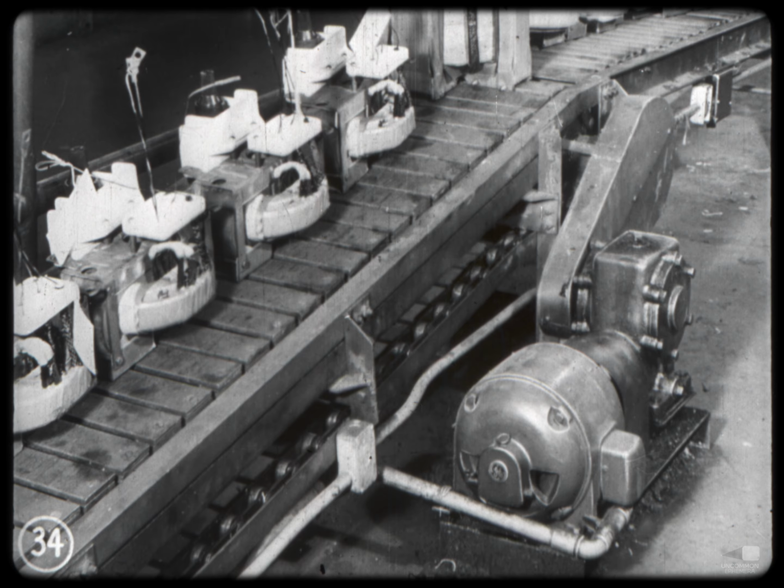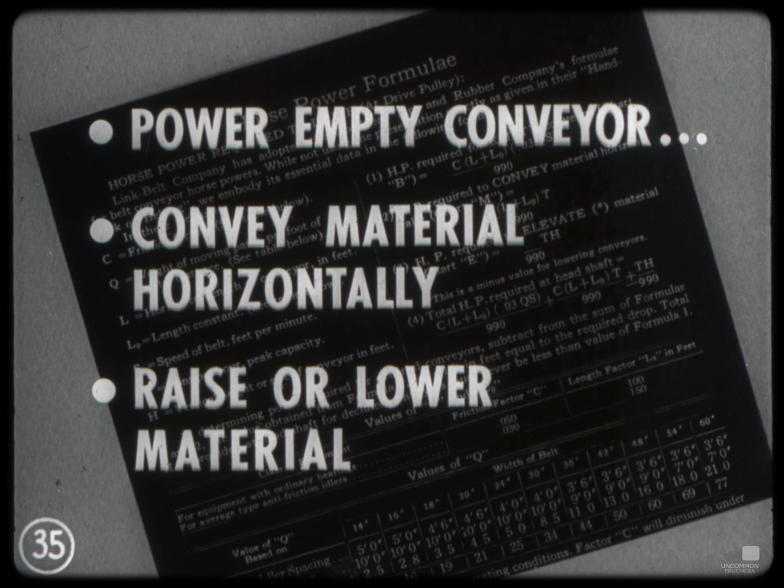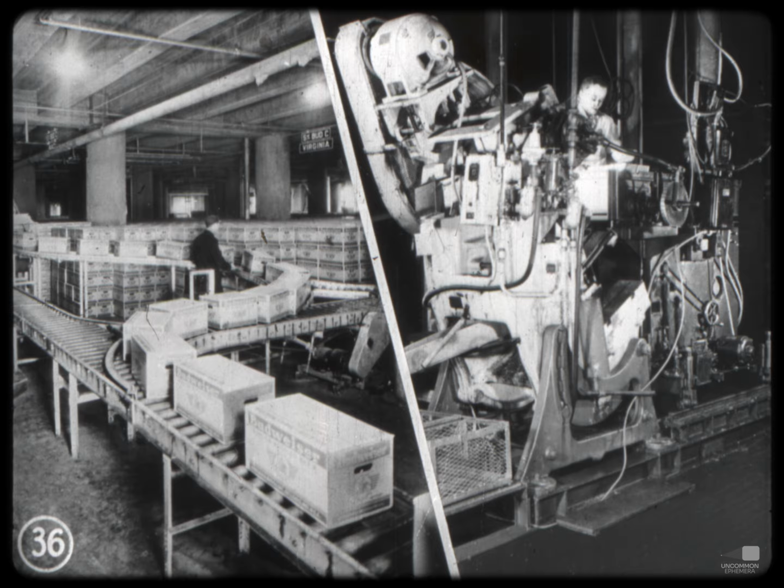With a conveyor, such as this, experience formulas can be used to see what horsepower is needed to power the empty conveyor, to convey the material horizontally, and to either raise or lower the material by the conveyor. As a rule, these experience formulas can be applied to conveyors of all types, where friction losses pose a problem, and to machines which cut, form, and roll metal, such as this bearing-making machine.